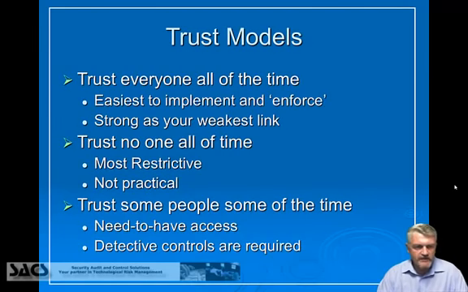Now, when we look at trust models, there are basically 3 trust models we can look at. We can trust everybody all of the time: easiest to implement, but also very weak if there is a problem. We can trust no one all of the time: it's most restrictive and totally not practical at all. And some people, some of the time, based on need to have access, with detective controls that are required, so people will know they are being checked.